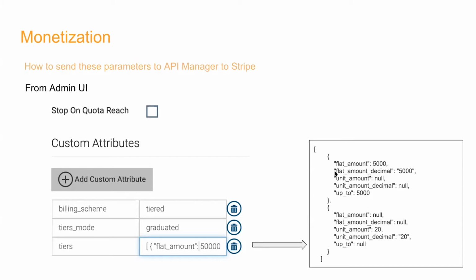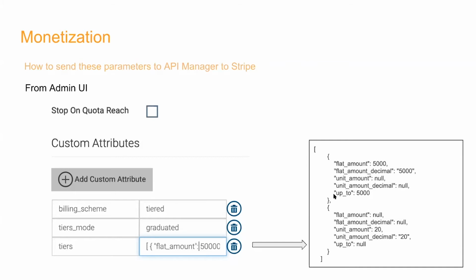So in the JSON that I have shown in the right slide, it has a flat amount of 5,000 requests. Flat amount means you get 5,000 requests and you will be charged for those 5,000 requests, even if you use only 1 or 2. And after you reach the 5,000 request mark, if you go to 5,002 requests, then the other 2 will be calculated as 2 into 20 cents.